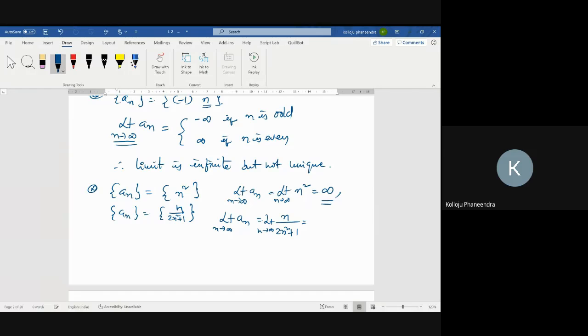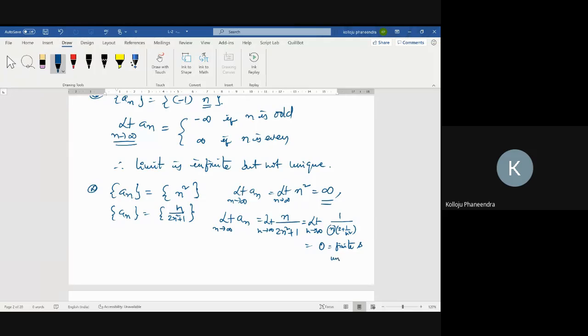Equal to. You take n common, right? Limit n tends to infinity, n common in numerator and denominator. So there will be one n here, and 2 plus 1 by n square. Anyway, something by n is there. So this value is 0. This is finite and unique.